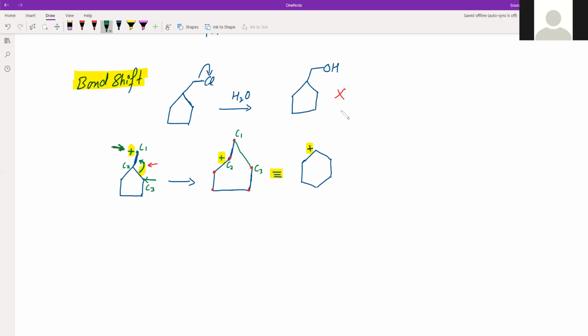That's done. But it is obviously more stable than, suppose this is the first structure, this is the second structure, then this is the third structure. So bond shifting has happened here. The bond has shifted from C2, C3 to C1, C3. So the bond was between C2, C3, and now it has changed to C1, C3. So bond shifting happened, but what happened with that? Now strain is introduced.